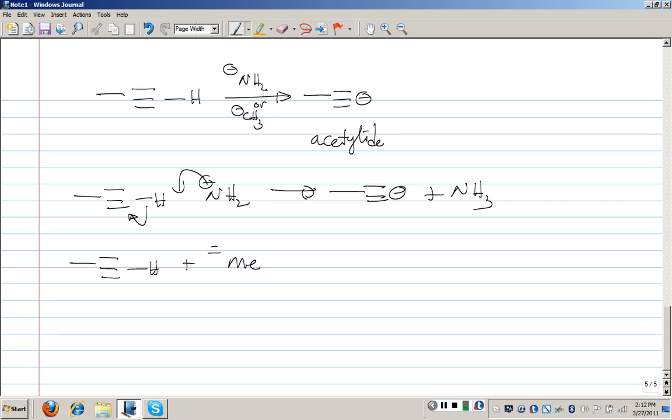would give rise to the acetylide and methane. And again, this is simple acid-base chemistry. The reason this goes is because the alkyne is a stronger acid than the alkane, sp hybridized versus sp3 hybridized, because the methanide is a stronger base than the acetylide, sp3 hybridized versus sp hybridized.